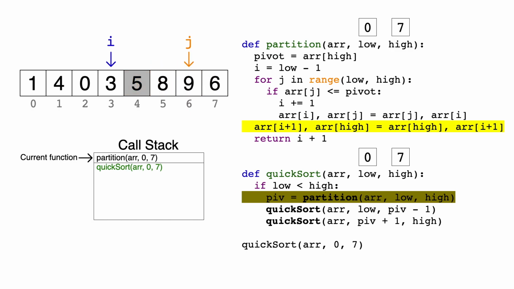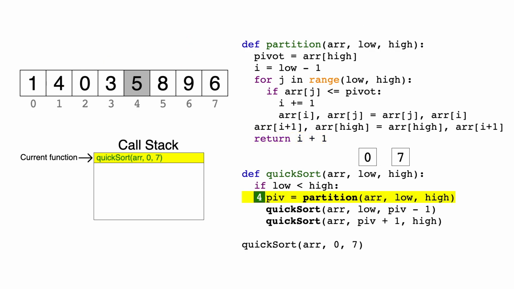Now the pivot's in the right place, and everything to the left is less than or equal to the pivot, and everything to the right is greater than the pivot. And as we mentioned earlier, this means that the pivot element, 5, is in its final spot and doesn't have to be moved anymore. The function then returns the index of the pivot, which is i plus 1, or 4 in this case. Let's exit the partition function and return back to the QuickSort function. The value of piv is 4, so I'll make a note here in the call stack that piv equals 4, so we don't forget later.